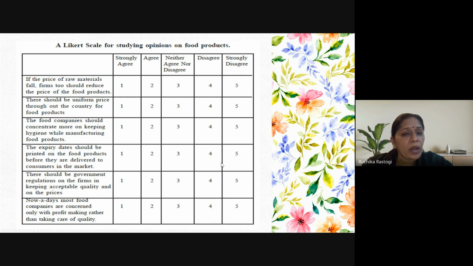If I ask you one question, that whenever you go to the market, the price of raw material, do you feel it is okay all the time, or do you think that it should be reduced? And I'm giving you only 3 options: strongly agree, neutral, and strongly disagree.